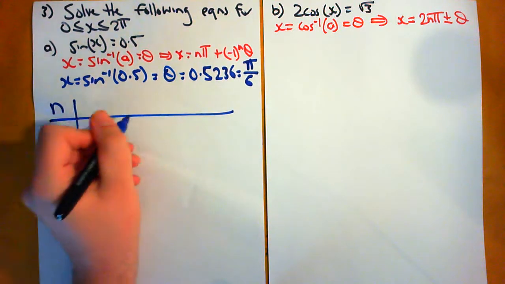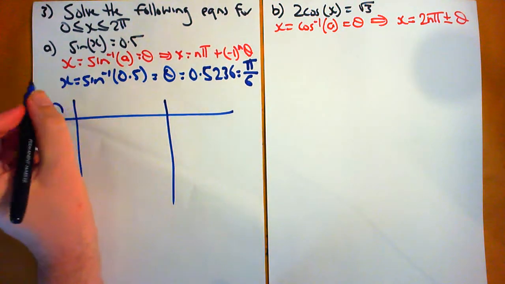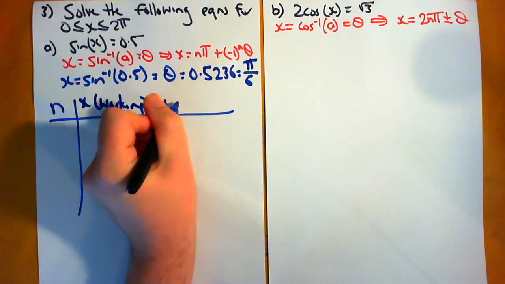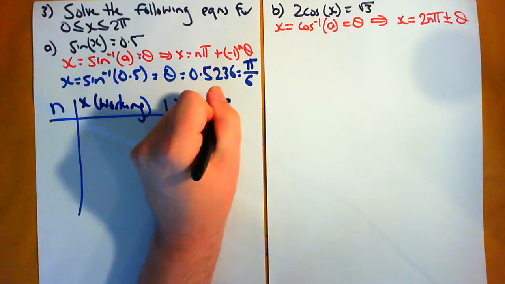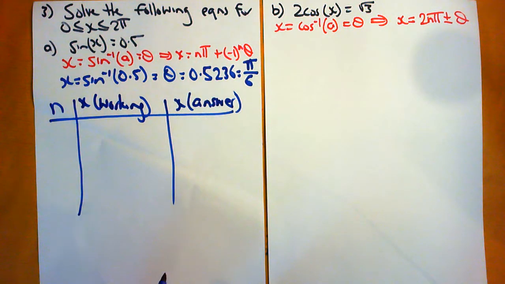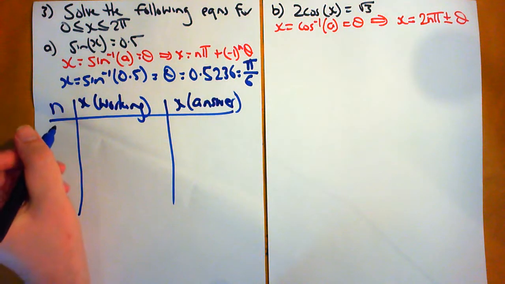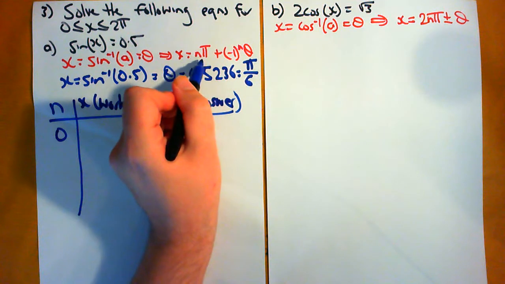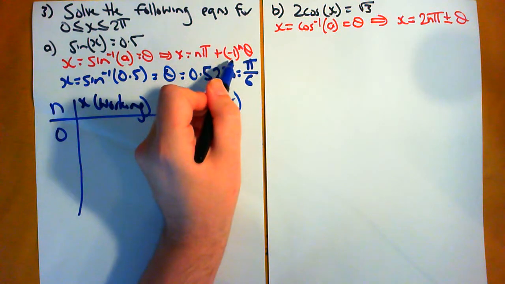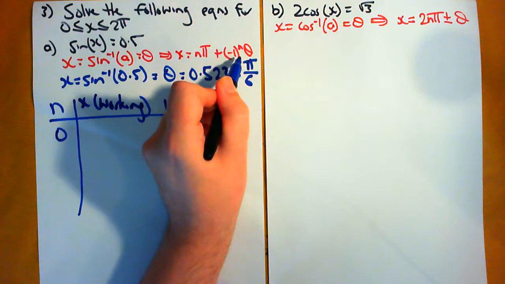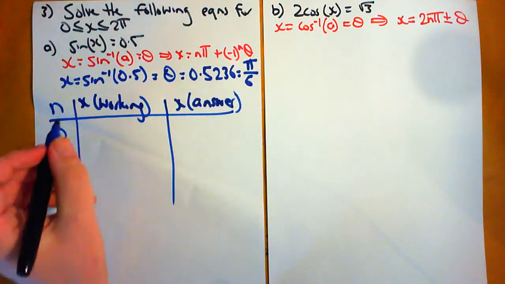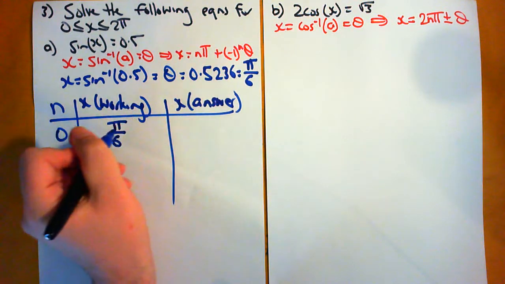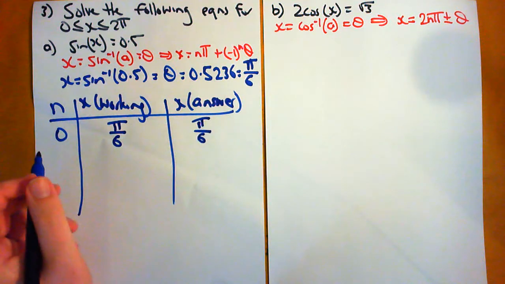We are now ready for our table. So we've got a column for n, we've got a column for x, that's the working column, and we've got a column for x, which will be where our final answers go, the solutions go. Okay, so for n equals 0, n times pi is 0 times pi is 0, minus 1 to the 0 is 1, so this just becomes 1 times theta, which is pi over 6. And that will give us an answer of pi over 6.